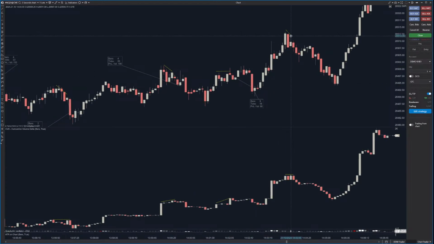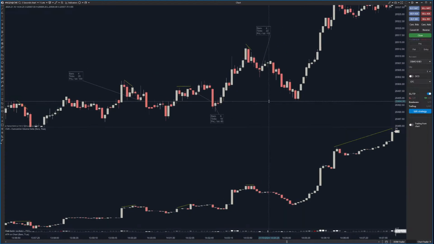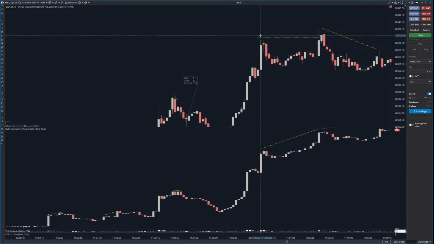Again, we see sort of the same as we saw in the beginning. Delta is showing that they're still trying, but they're not able to, right? So this close is much lower than this one. So that typically means we can take another sell down there. Then we see here another sort of double top.